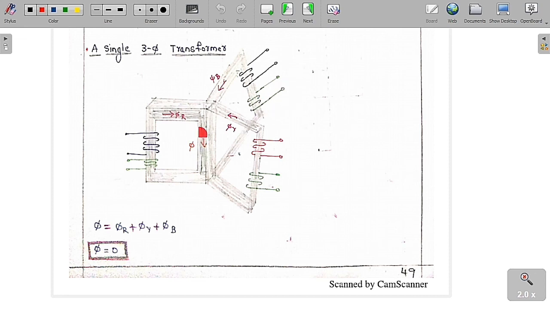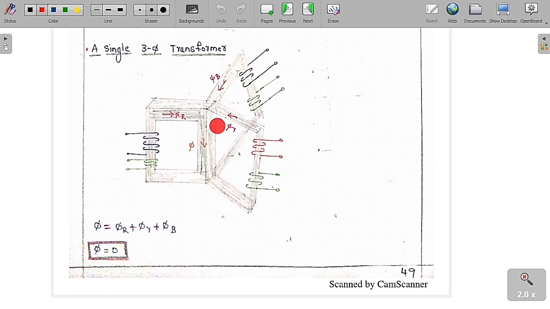So this primary winding is going to generate a flux phi r. This primary winding is going to generate a flux phi y, and this winding is going to generate a flux phi b. So you can see clearly the net resultant flux in this middle core is phi r plus phi y plus phi b. As these are phase displaced by 120 degrees, the net sum is always equal to 0. So in this middle core, the flux is always equal to 0.